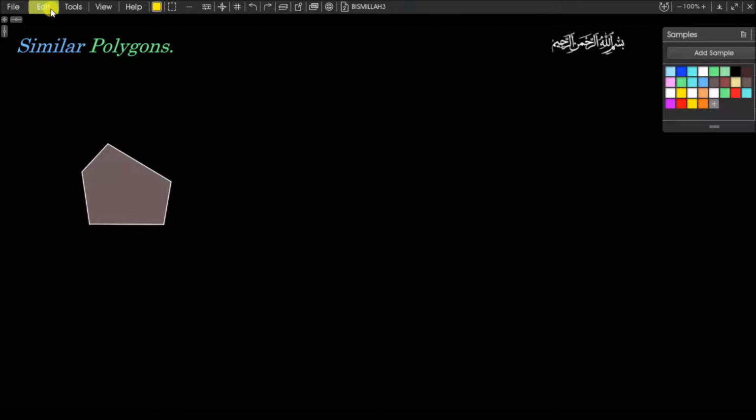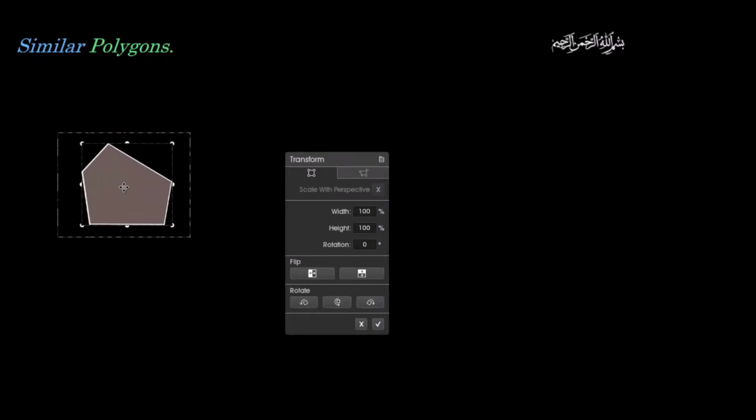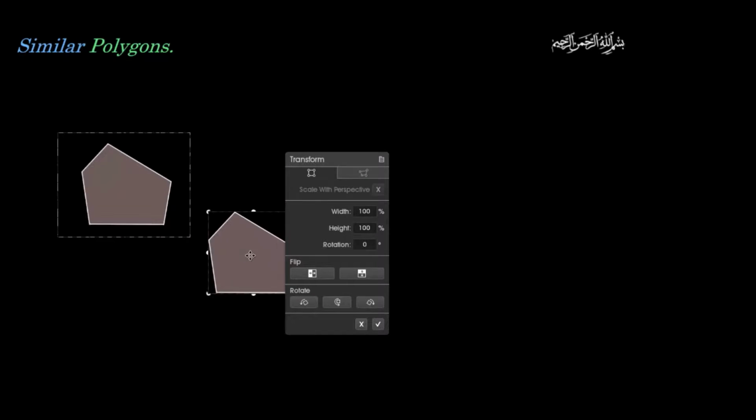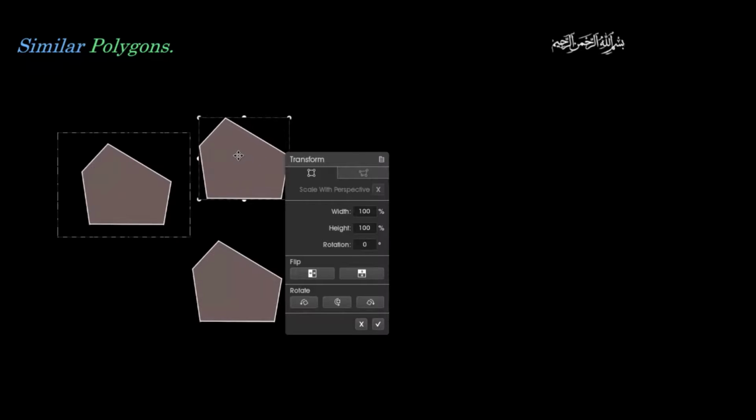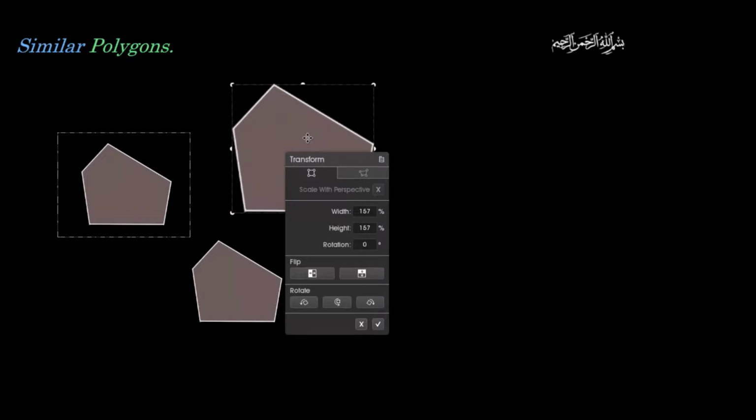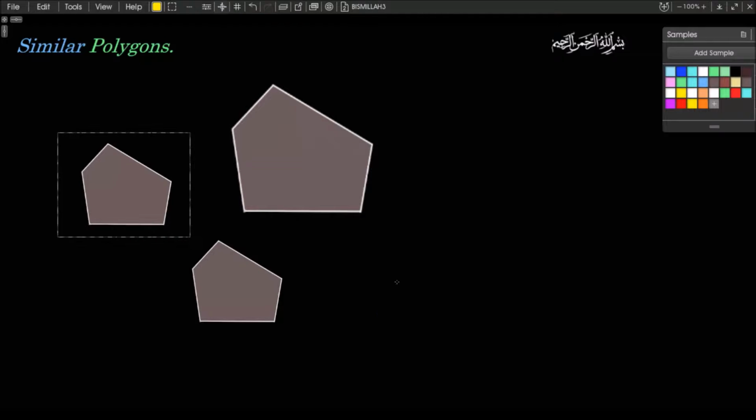Now let's say I were to make a copy of this pentagon. I'm going to select this and then paste it. So now I have a duplicate copy over here, okay? Let's do one more time. I'm going to get another copy over here. But this time, I'm going to enlarge this a little bit, clearly. It's going to be bigger than the first one.